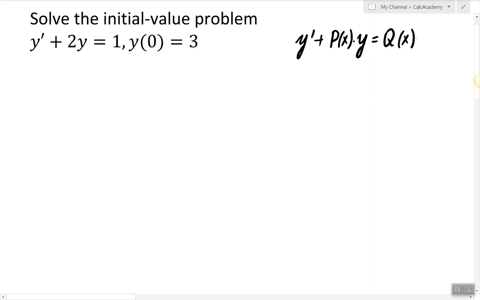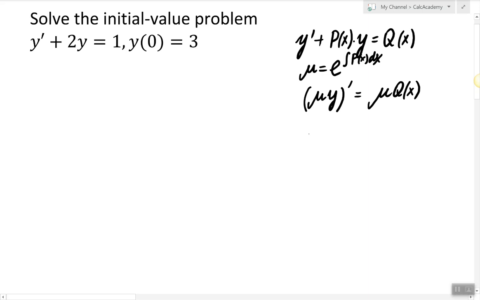And once we identify our equation as a linear equation, we multiply both sides of the equation by the integrating factor, which we find by evaluating this expression. And after we multiply by the integrating factor, the left-hand side becomes the derivative of the integrating factor and our unknown function y, and the right-hand side is just mu times q of x, where mu is the integrating factor.